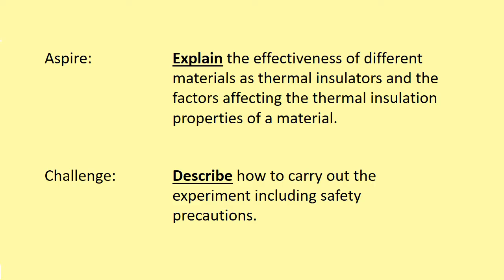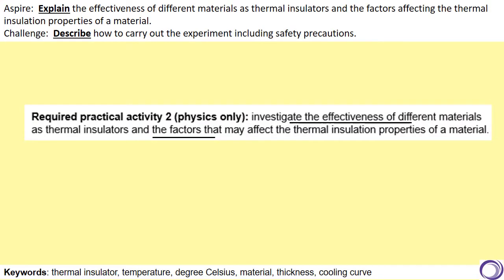Look at the outcomes then. We need to be able to describe this experiment, including safety precautions. And the experiment is about the effectiveness of different insulating materials. So how good they are at preventing conduction of heat through them. 2 parts. We're going to compare different materials and we're going to look at a factor of 1 material as well. So we'll just tackle it in 2.